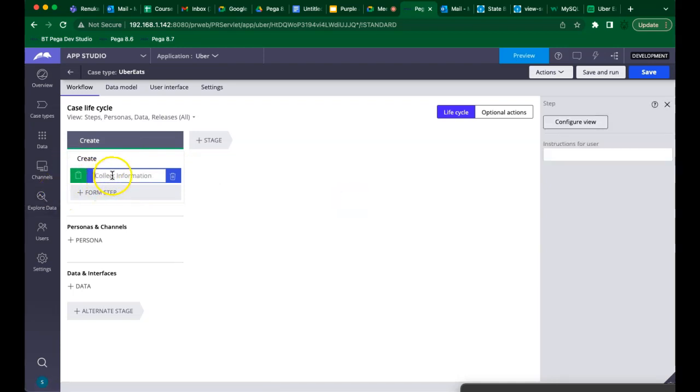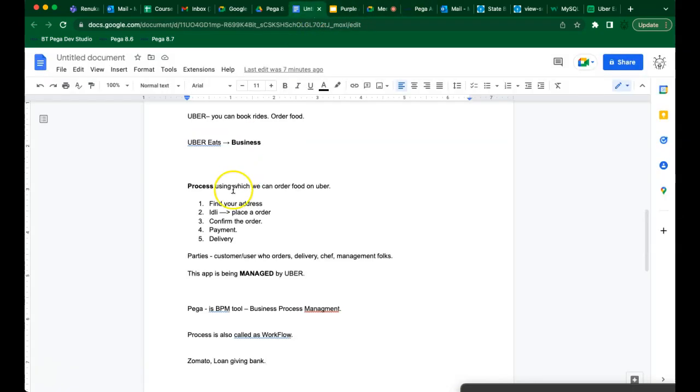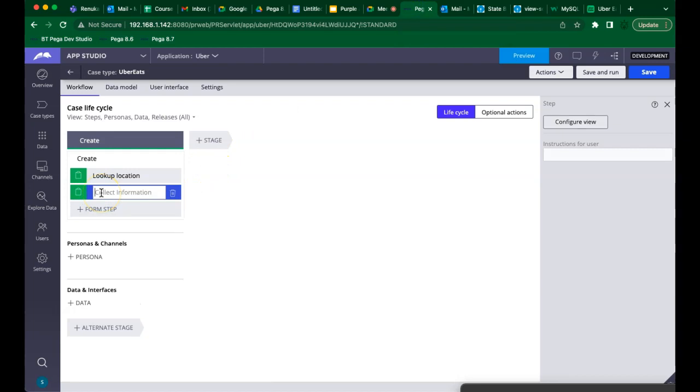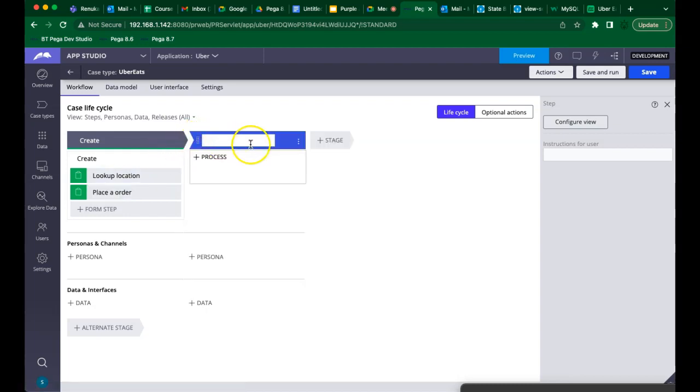So what would be my first step? The first step is to look up the location, right? I have to look up the location. And then we are placing the order. Okay. So let's see. Place. Okay. In the next stage, what would you do? You would confirm this order, right?